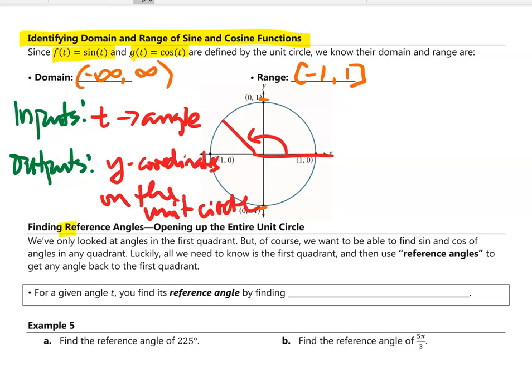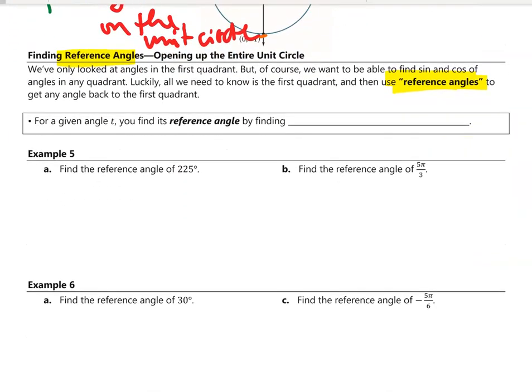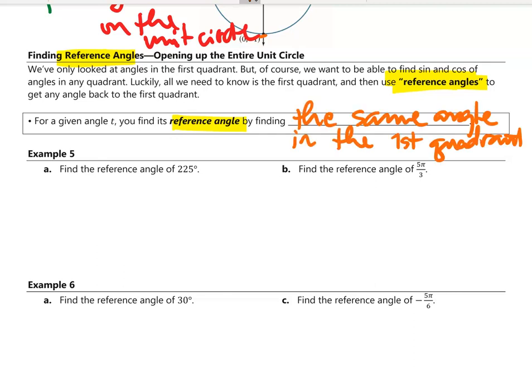Alright, next one, finding the reference angles. That is opening up the entire unit circle. If we only look at angles in the first quadrant, but of course we want to be able to find the sine and cosine of angles in any quadrant. So luckily, all we need to know is the first quadrant, then use the reference angles to get any angle back to the first quadrant. So for any angle t, you find its reference angle by finding the same angle in the first quadrant. Again, the reference angle is found by finding the same angle in the first quadrant.